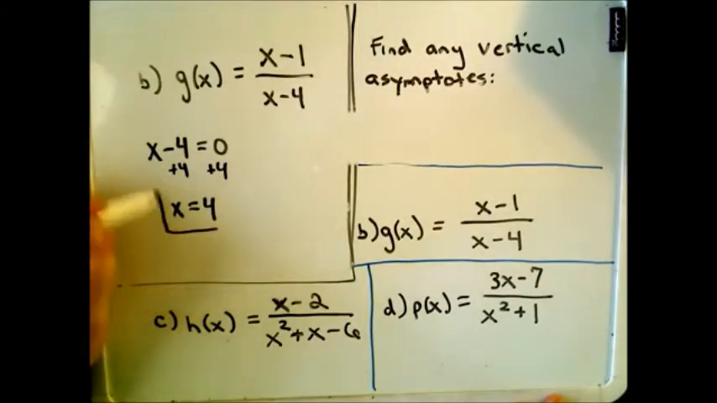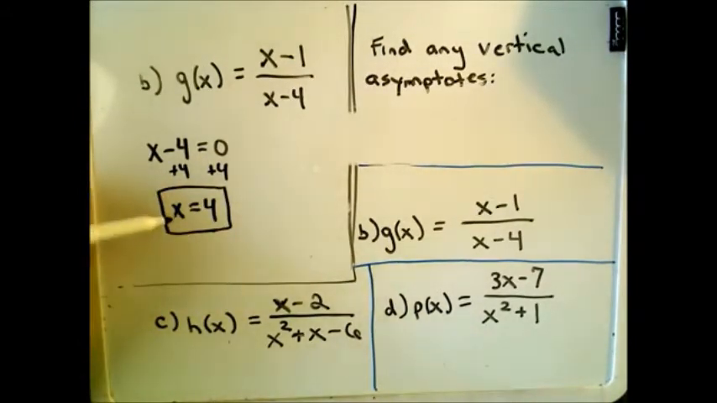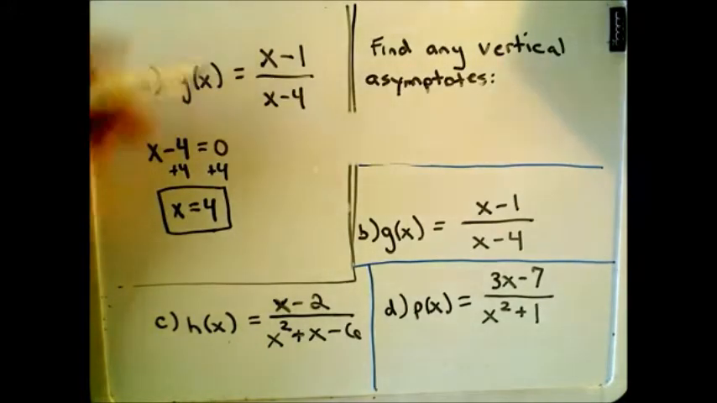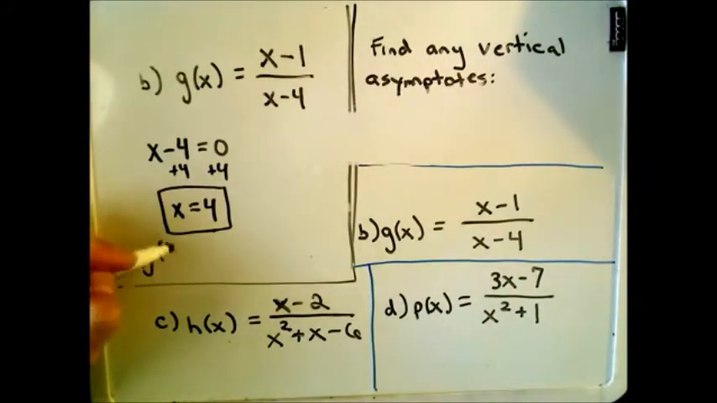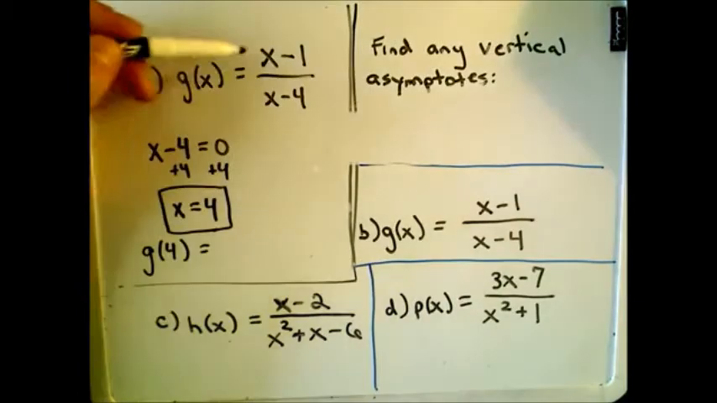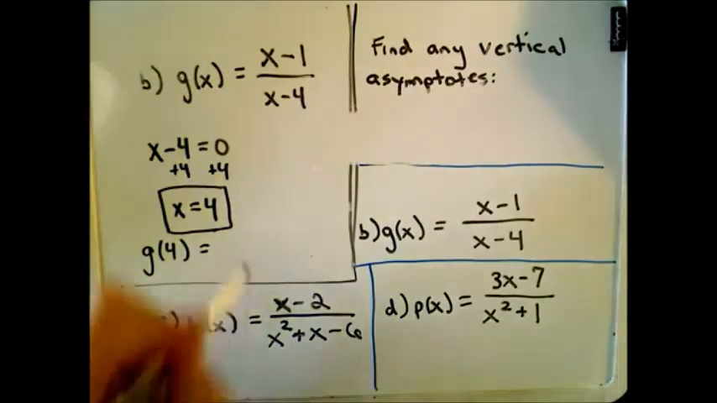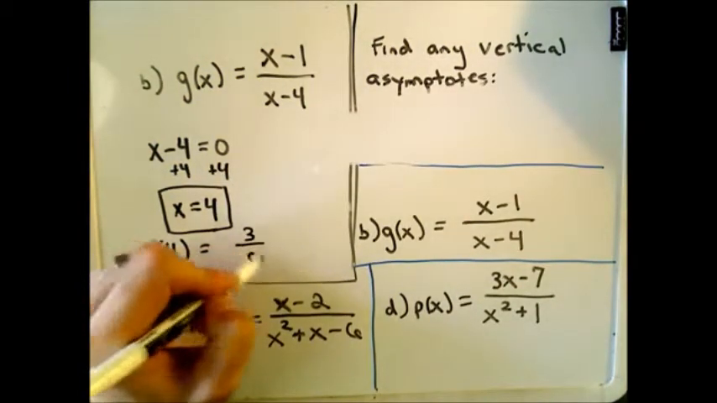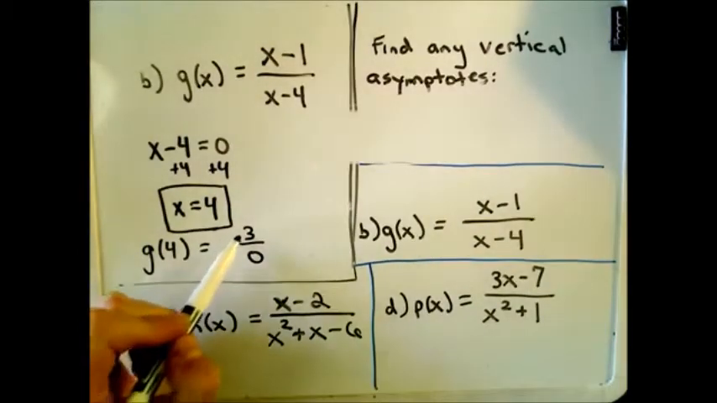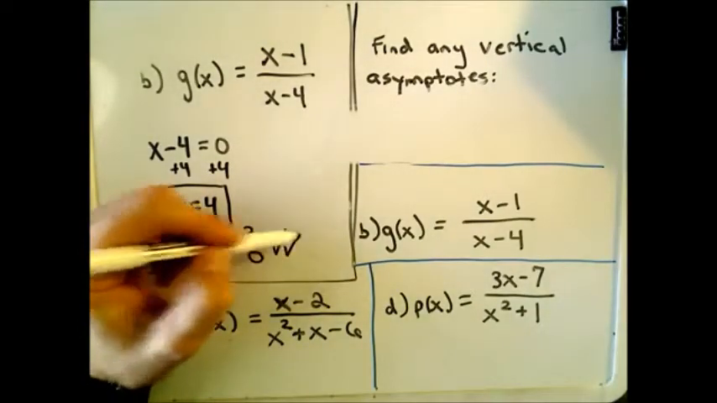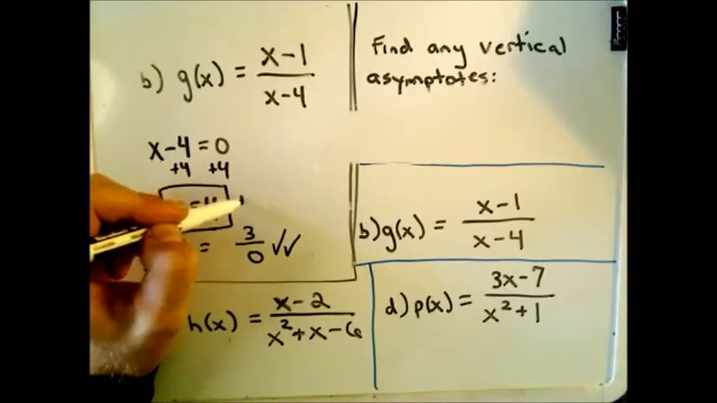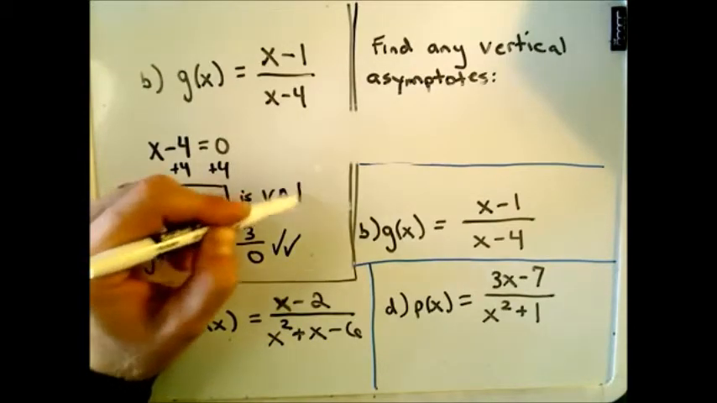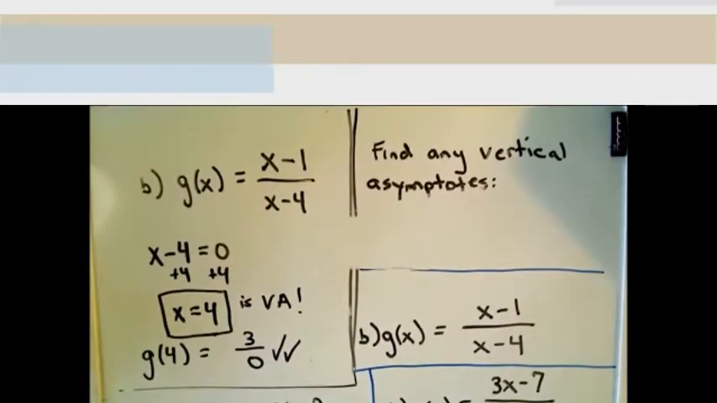So again, that's my potential vertical asymptote. Notice if I plug it back into the original function, if I evaluate g of 4, in the numerator we'll get 4 minus 1, which is 3. On the bottom we get 0. We get something non-zero over 0. That means that this line x equals 4 is a vertical asymptote. Okay.